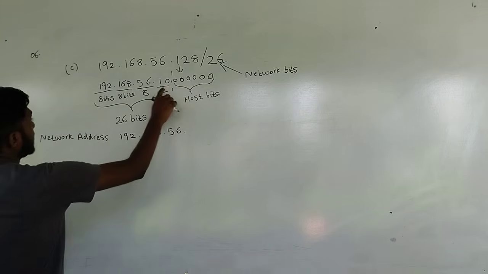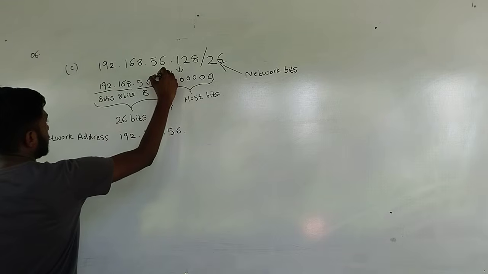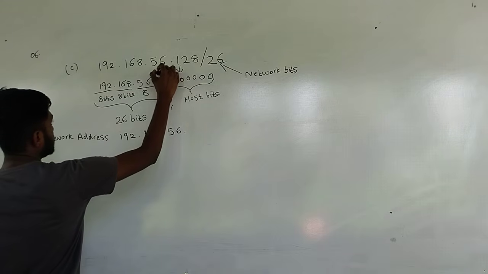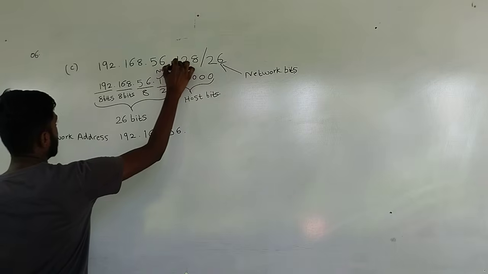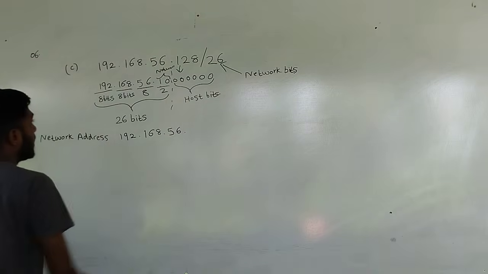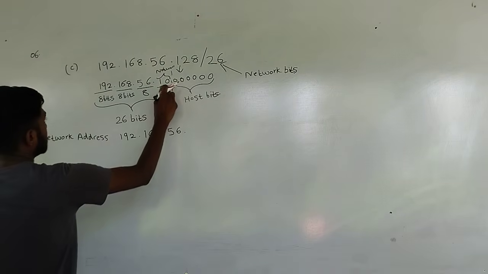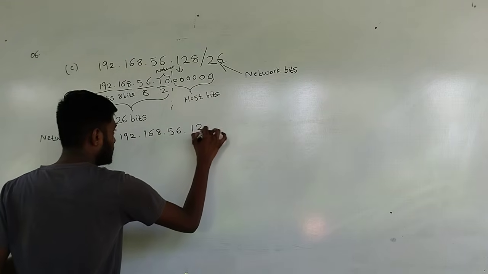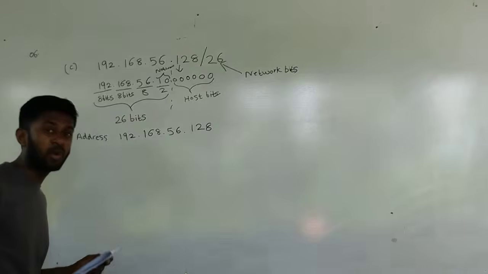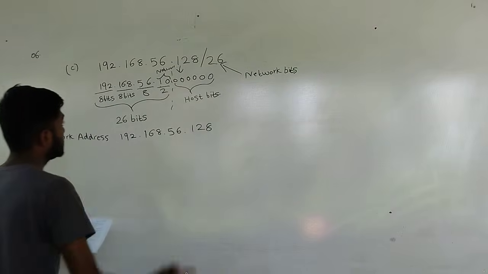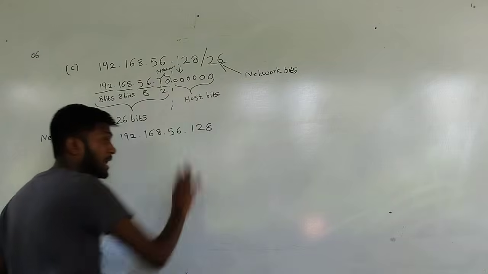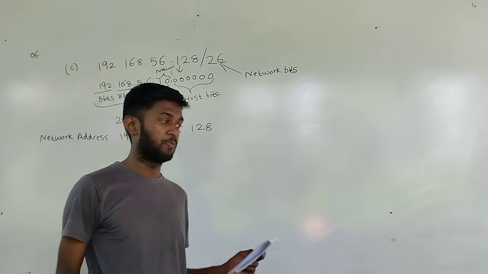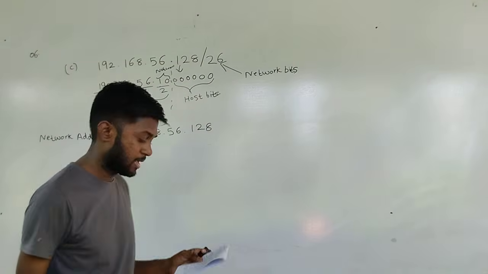Now here, this 10, what is it? These 2 bits also belong to the network, the net bits. Therefore, this 10, which is representing 128, will be the same. There is no change. So this is going to be the network address, because we have made all the remaining 6 host bits into 0. So there is no confusion there.